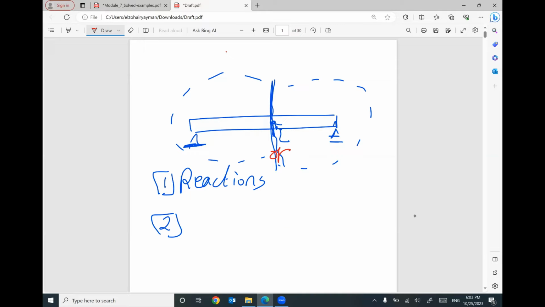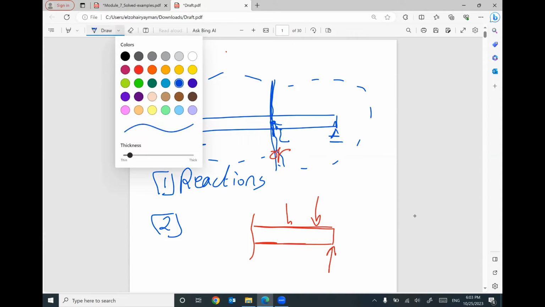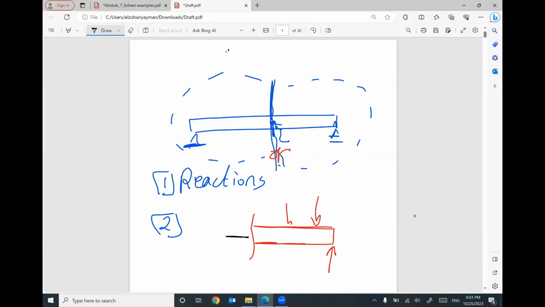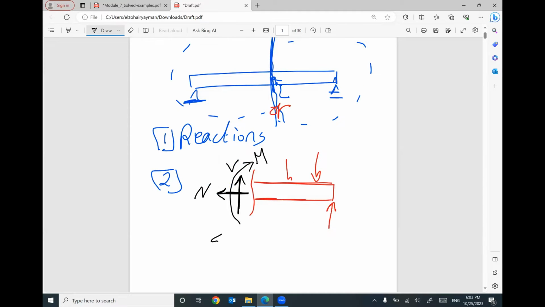Once you have your part, for example this one, go ahead and put everything, put reactions, put given loads, whatever you have. At your cut, I will have three internal forces. One is called normal or axial force, capital N. One is called shear, capital V. One is called the moment, capital M. Then I can apply three equilibrium equations, summation Fx equals 0, summation Fy equals 0, summation moment at any point equals 0, to figure out the three internal forces. Let's do more examples today.